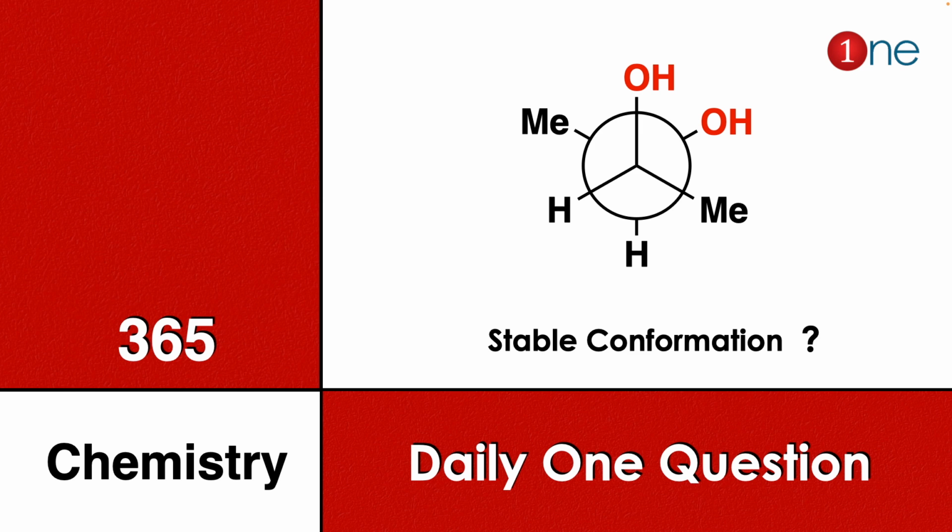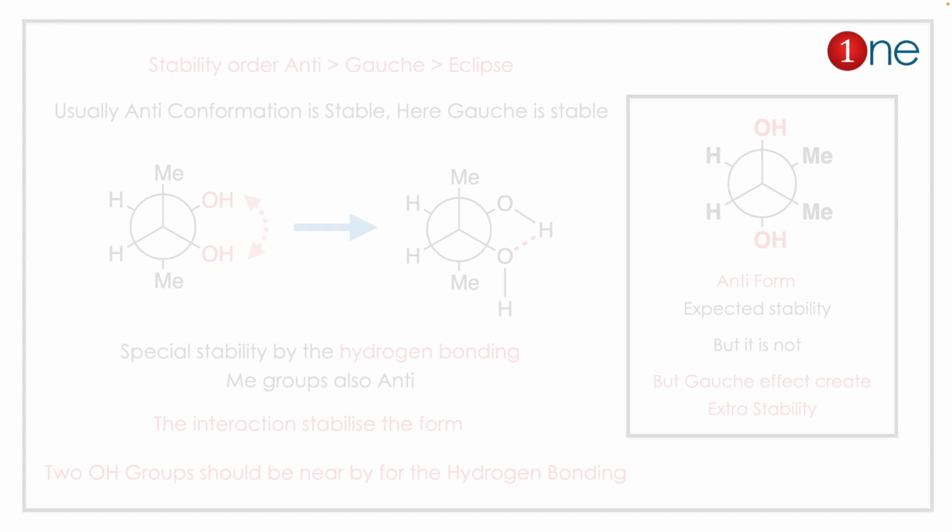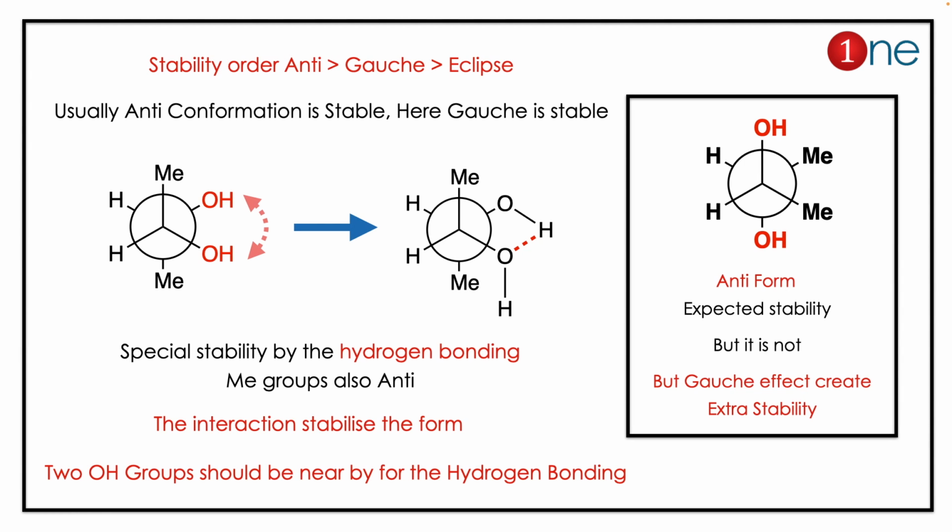Daily one question for you. Here diol is given with butane. You have to find whether the given conformation is stable or not. Usually the stability order of the conformation will be anti, Gauche, and Eclipsed, but here the Gauche form is stable.